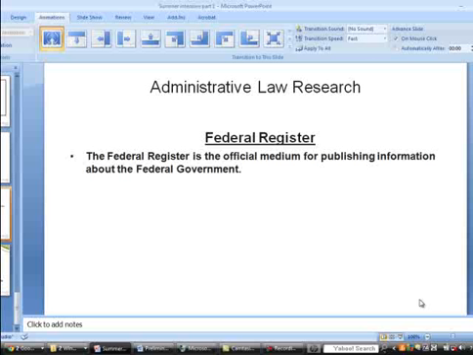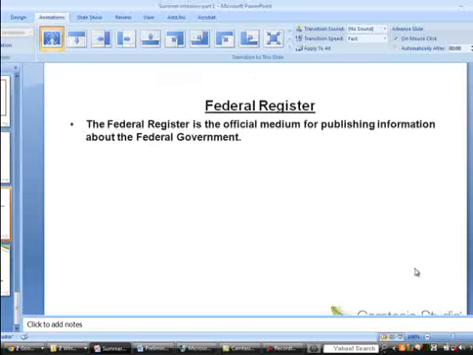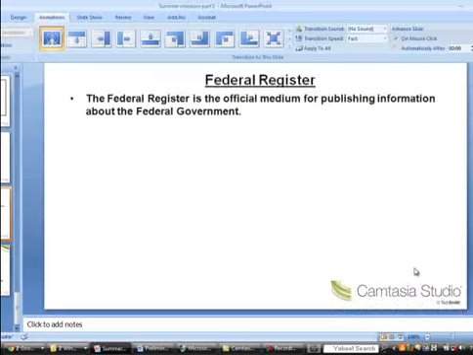Administrative Law Research. Federal Register. The Federal Register is the official medium for publishing information about the federal government. The Federal Register is published daily. It's cumulative, for example, the numbering is continuous.